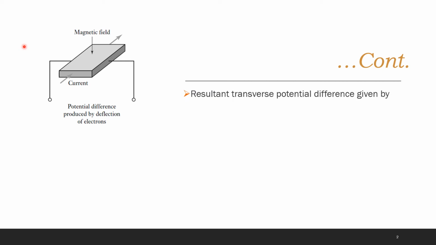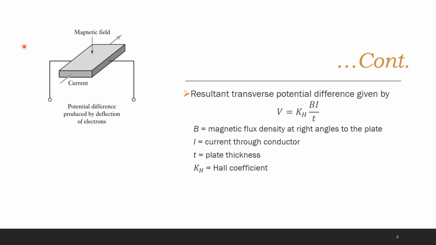Now this resultant transverse potential difference is given by V = Kh × BI/T. Here B is the magnetic flux density at right angles to the plate due to the applied magnetic field. I is the current through the conductor. T is the plate thickness, and Kh is the Hall coefficient, which depends on the material used.